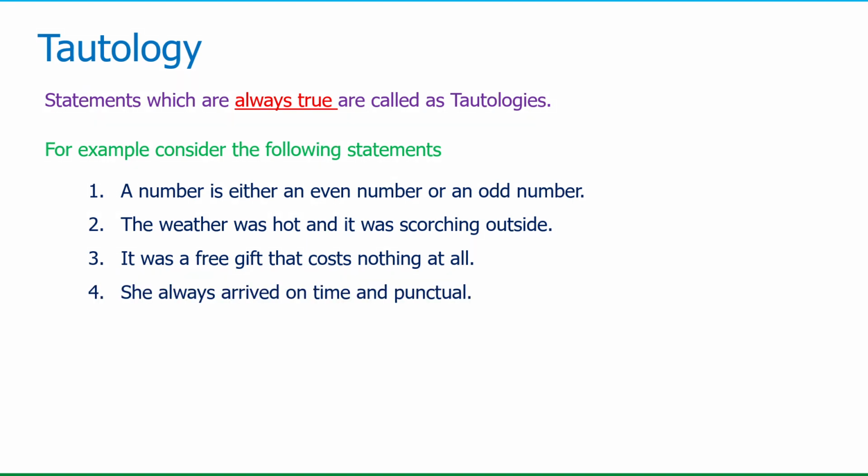She always arrived on time and punctual. This statement is also a tautology because it is always true. Because this lady always arrives on time, that's why we say she is punctual. That's why this statement is always true and hence it is a tautology.